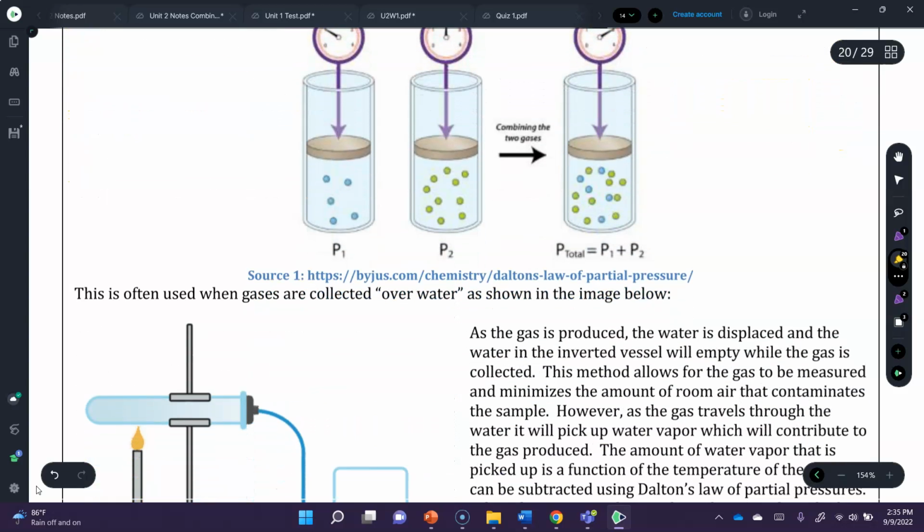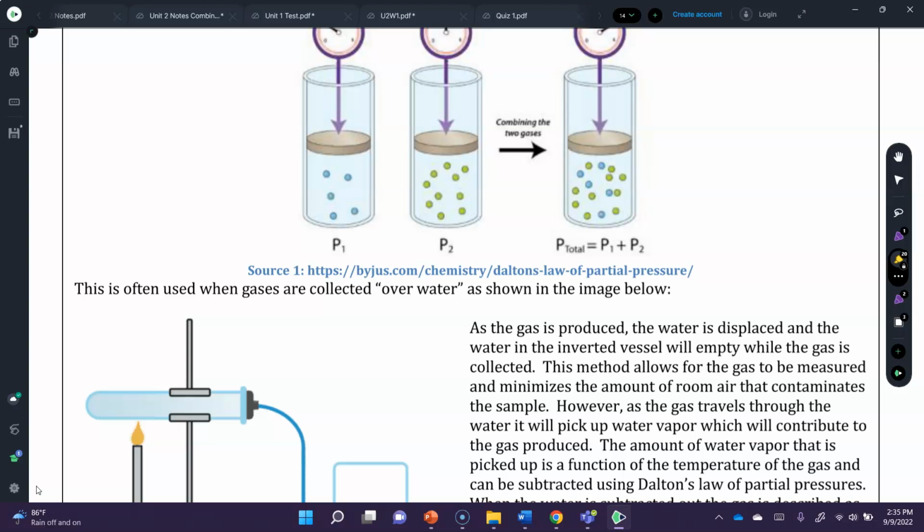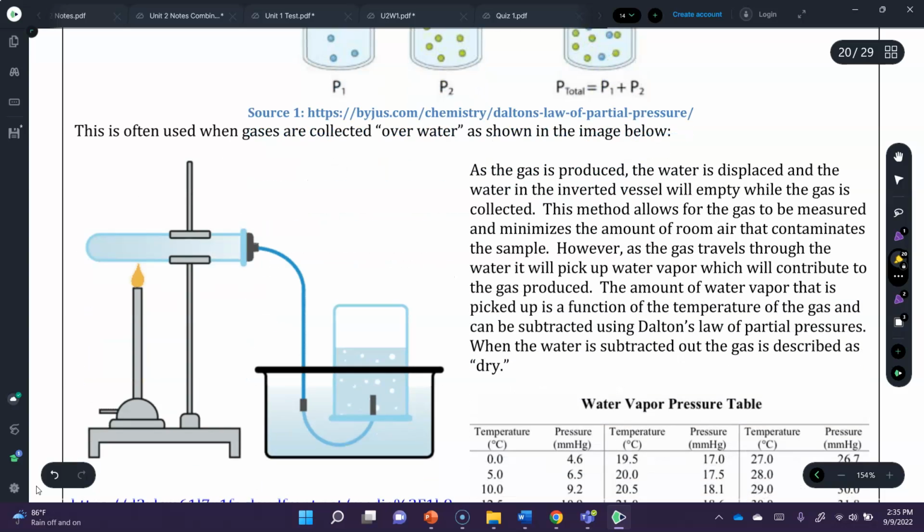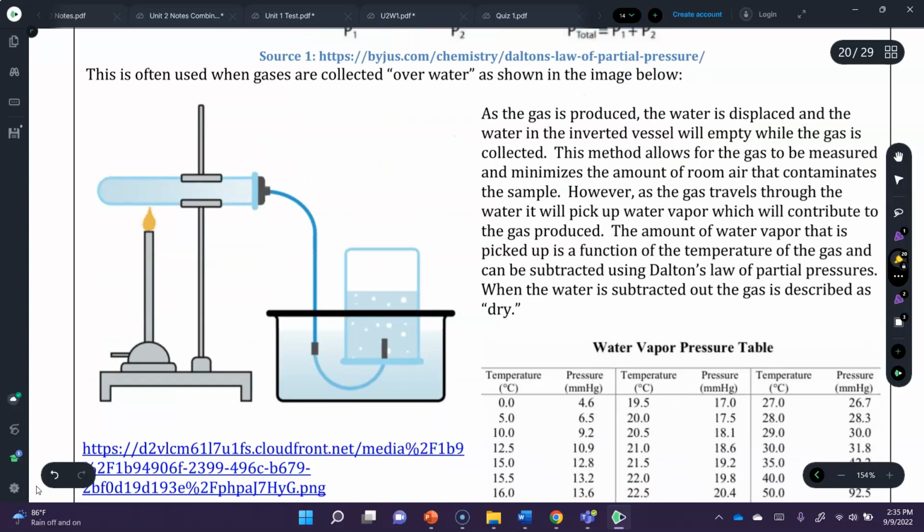So we have this illustration here. This is often used when gases are collected over water, as shown in the image below. As the gas is produced, the water is displaced in the inverted vessel and will empty while the gas is collected in the area above. This method allows for the gas to be measured and minimizes the amount of room air that could contaminate the sample, because some of that will react with whatever gas is collected in there.